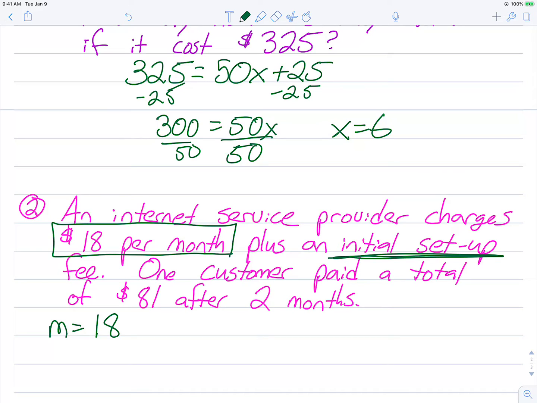So we don't have B, so we can't use y equals mx plus b. But we are given a coordinate. This is one piece of information. We know that it costs them $81 after 2 months.